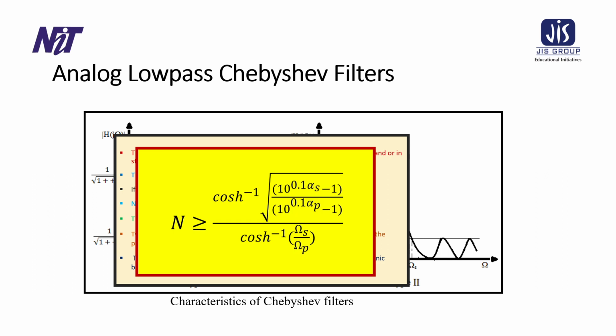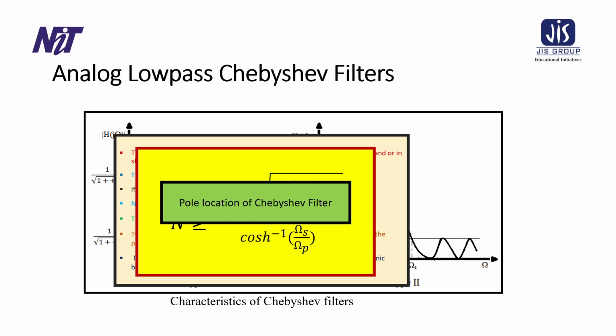I also discussed the characteristics of the Chebyshev filter and already derived the order of the filter, n, which equals cosh inverse of root over of (10 to the power 0.1 alpha s minus 1) divided by (10 to the power 0.1 alpha p minus 1), whole divided by cosh inverse of omega s by omega p. In the last lecture, I already discussed the pole location of the Chebyshev filter.